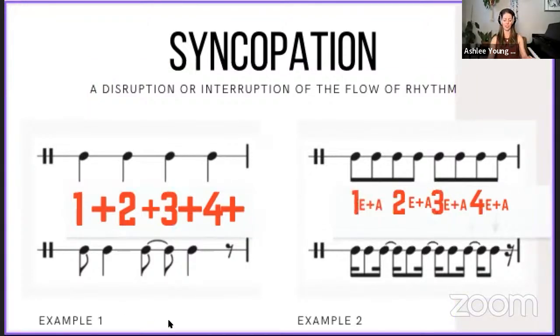But these are common ways that syncopation comes up, especially in ragtime music, in jazz and blues, in pop music. If you have students that are playing stuff that they've heard on the radio, we're going to see a lot of syncopation. And of course, it comes up in Western classical music as well.